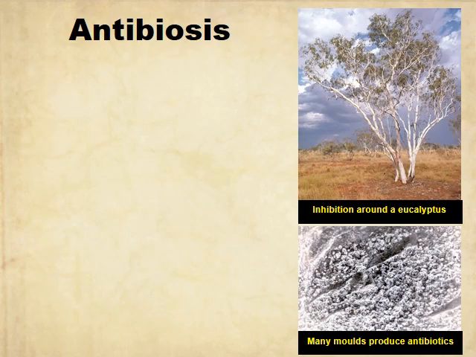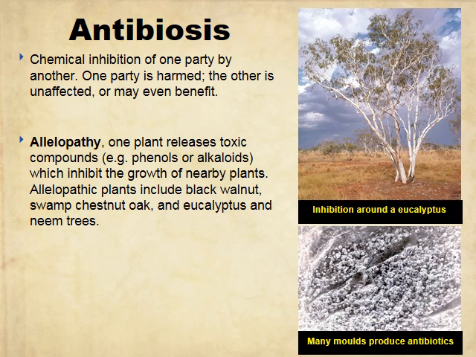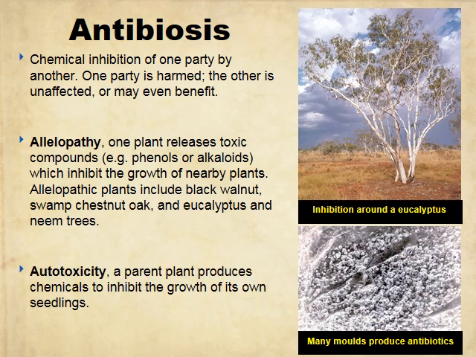Okay, antibiosis, last but not least, is the inhibition. So chemical inhibition of one party, so it's harmed and the other one is unaffected or may even benefit. So allelopathy: one plant releases toxic compounds that inhibit the growth of nearby plants. So black walnuts around here, you won't see any other trees growing around black walnuts because they actually inhibit the growth, because if too many of them grow around each other, what happens is the nutrients might be stolen by something else. Okay?